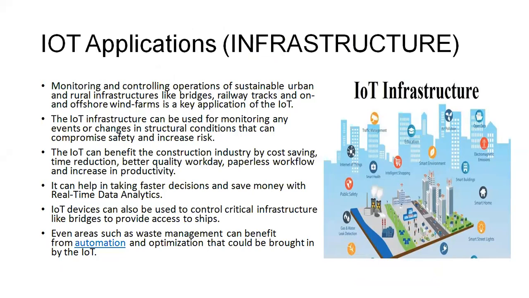Monitoring and controlling the operation of sustainable urban and rural infrastructure like bridges, railway tracks, and on- and offshore wind farms is a key application of IoT. Take the example of a railway track. We cannot manually check every time whether the railway track is okay for a train to pass or not. This is very labor-intensive work, so to reduce it, sensors are placed in many ways on the tracks.